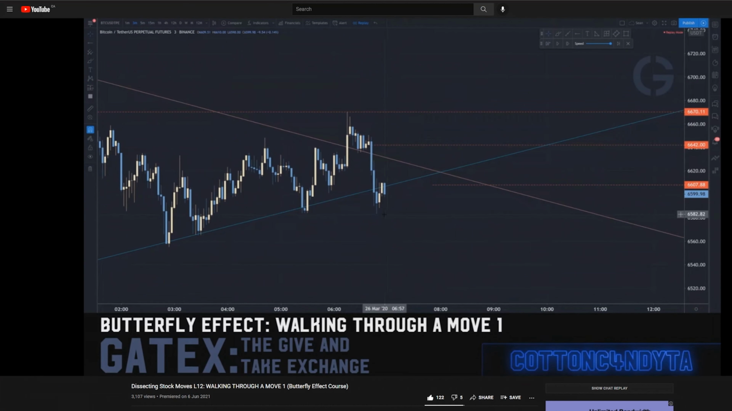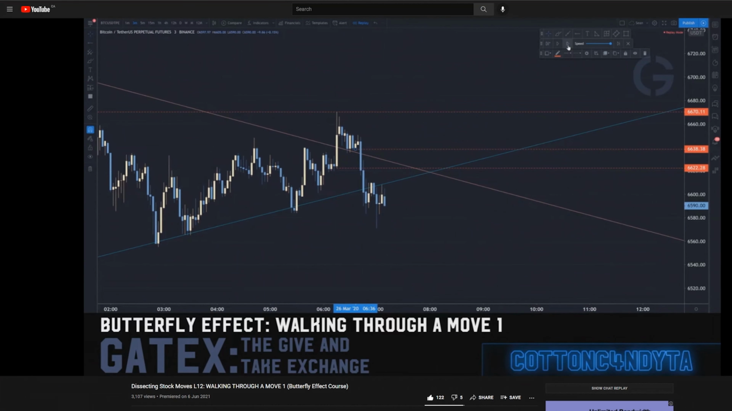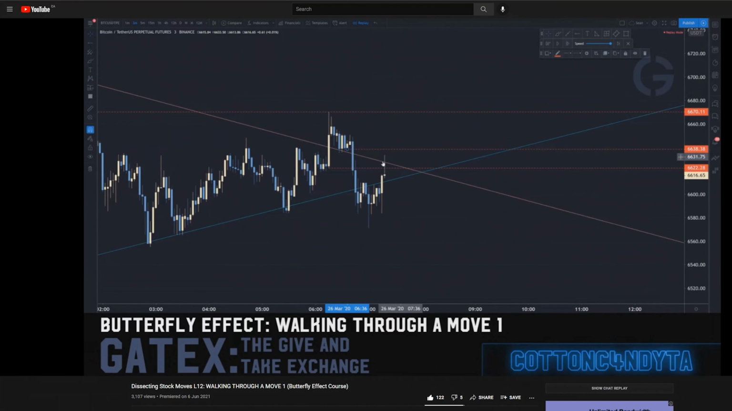Yeah, so this is where we see that pullback this morning. Right, so this is what we're looking at. You've got some different levels here: here's your first rejection point, here's your second rejection point, and this is what I was looking at here. You come up here, and this is where my trade was.